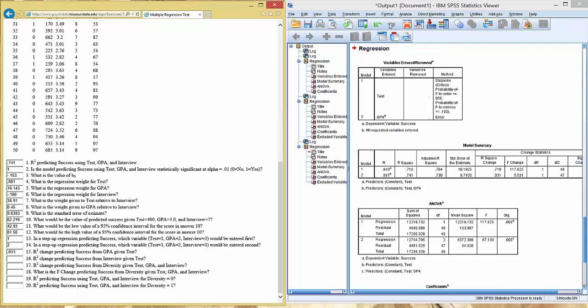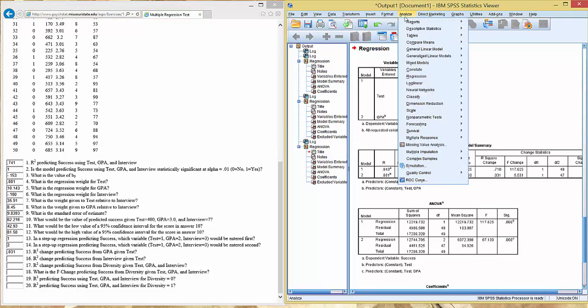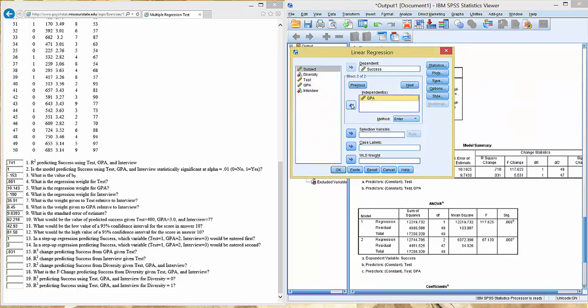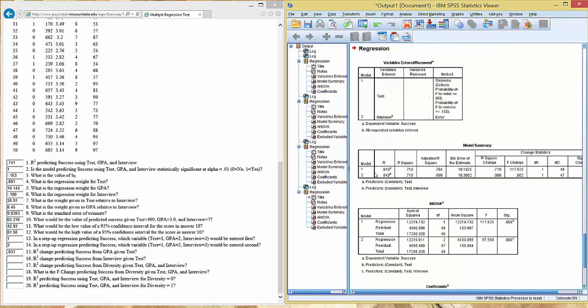From interview given test, we'll do the same thing. Back to analyze, regression, linear, except now for that GPA, we'll put in interview. And it's essentially 0.